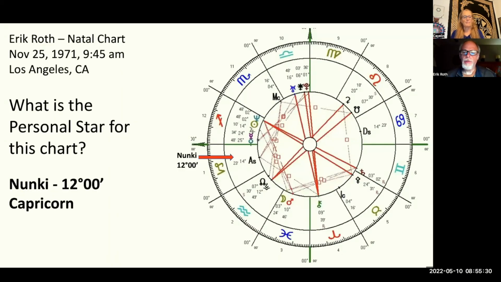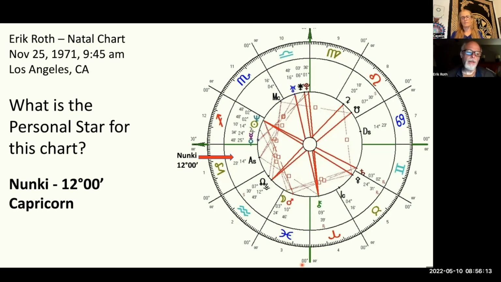So yeah, and here's an example of my own chart, showing where Nuki would fit on the right hand side of the wheel. You see my Capricorn ascendant there, and then there's Nuki only about 2 degrees different from my ascendant. So anything within 6 degrees is typically the orb that is the determining factor whether it actually is your personal star, or some other area of your chart might be connected to that star. So that's a rough measurement for that.